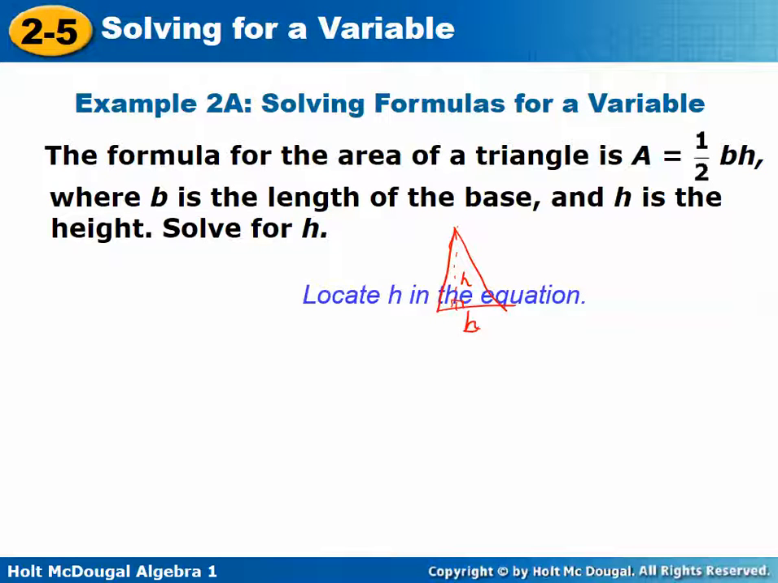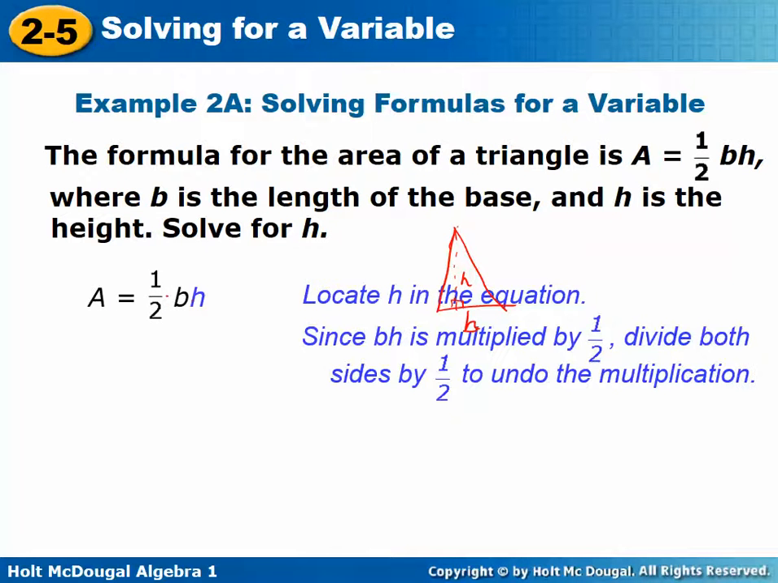So first write down your formula, A equals 1/2 BH, and then find H and highlight it or color it a different color. And let's think about what's happening to our H. It's being multiplied by B, and it's being multiplied by 1/2. We need to undo both of those things. So sometimes more than one thing is being done to a variable. We could divide both sides by 1/2 to undo that, or it's even easier to multiply both sides by 2.